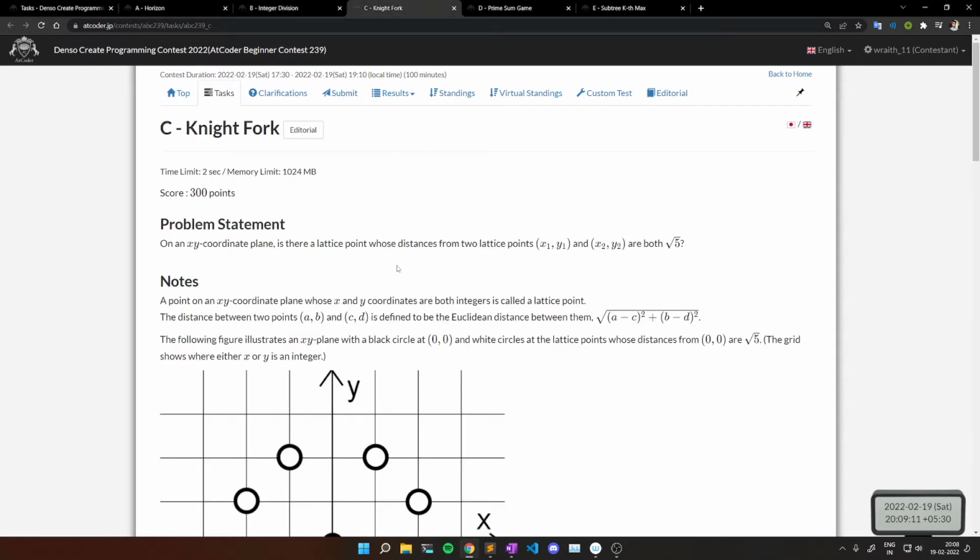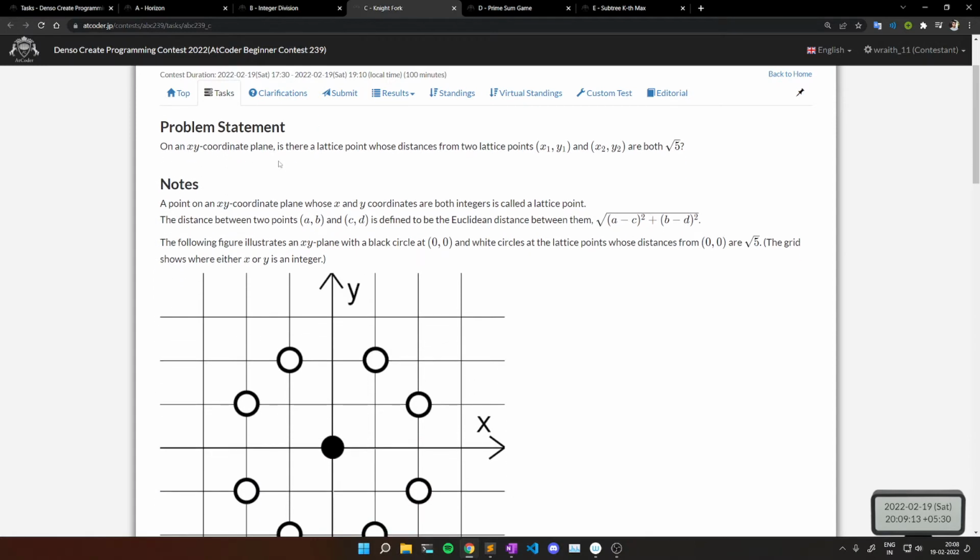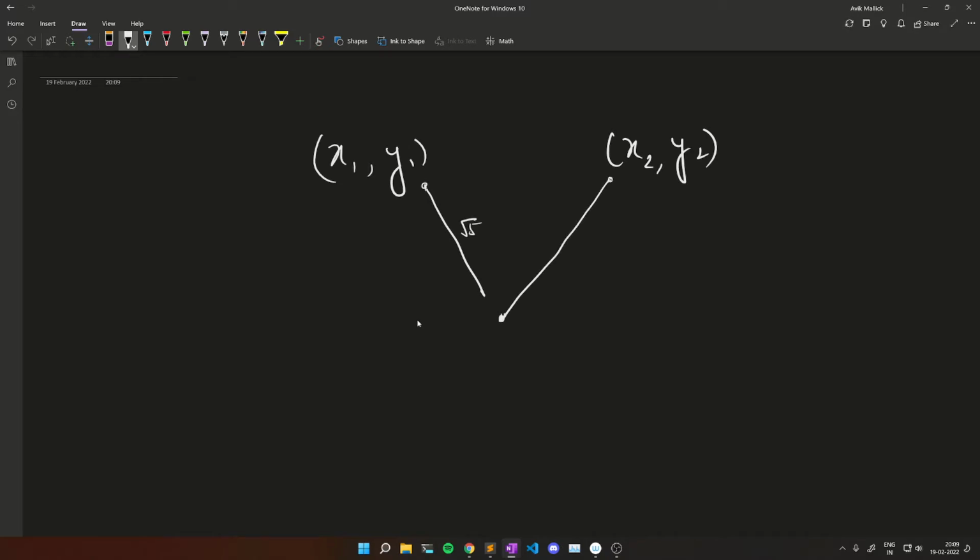Now in problem C we are given an xy coordinate plane and we have to check whether there is a lattice point whose distances from two lattice points x1 y1 and x2 y2 are both root 5. So basically if we are given 2 points on the xy coordinate plane, x1 y1 and x2 y2, we have to tell whether there exists a lattice point whose distance from each of these points is root 5. Let's say this point is xy.